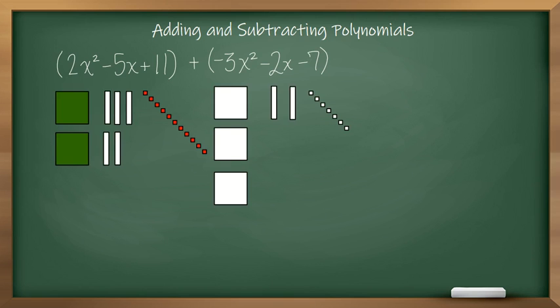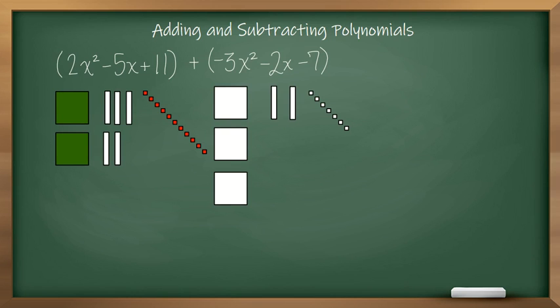Okay, so there we go. So that's what this would look like. We have 2 positive x squareds, we have 5 negative x's, we have 11 positive 1's, then we have 3 negative x squareds, 2 negative x's, and 7 negative 1's.